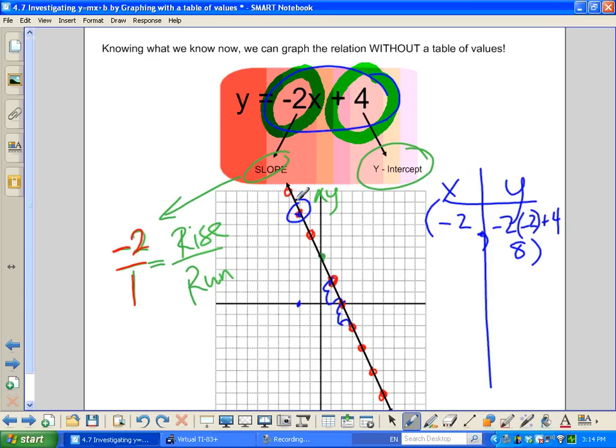Again, drawing a relation as a graph using a table of values works, but it takes a very long time. Just looking at that equation, we could graph it because we've got 2 very key pieces of information: a y-intercept and a slope. That's today's video basically. Tomorrow we'll continue investigating this concept and go a little bit farther with it.